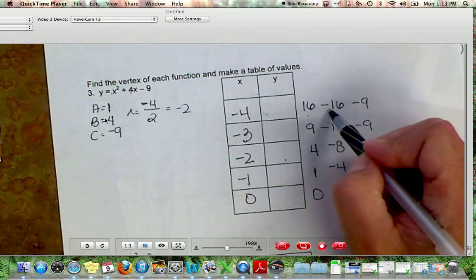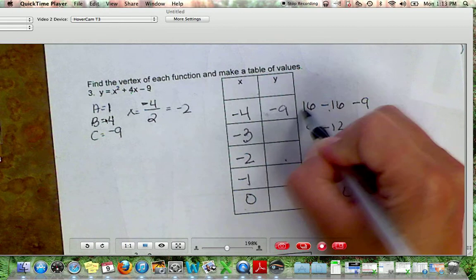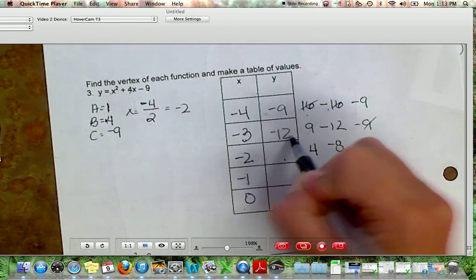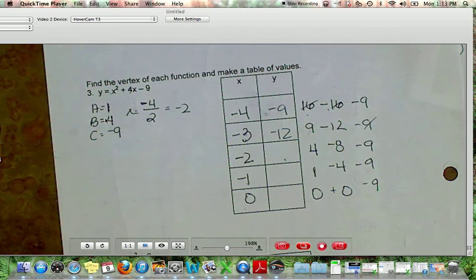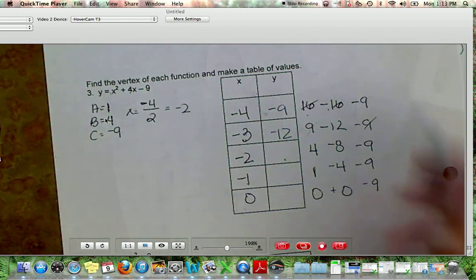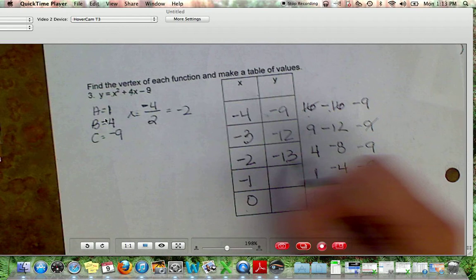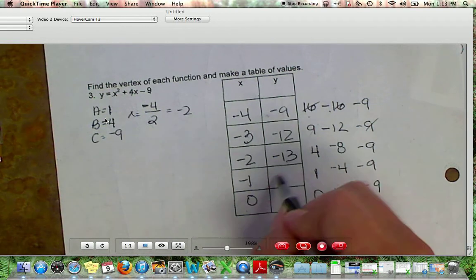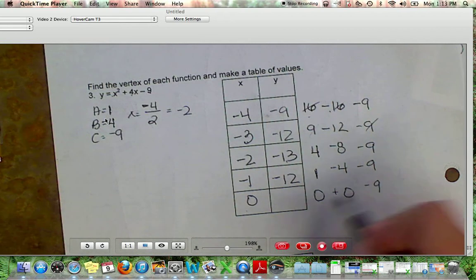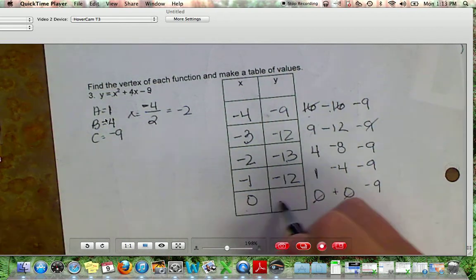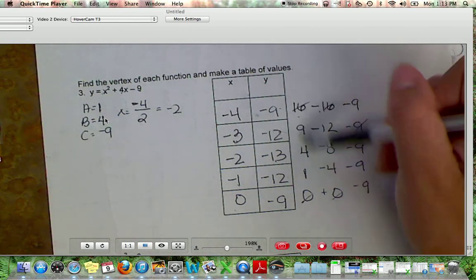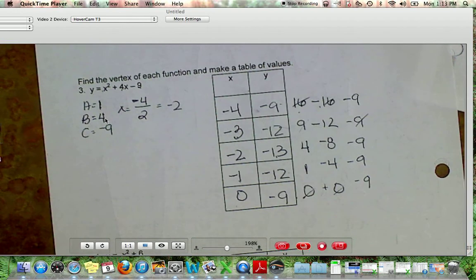So 16 minus 16 minus 9, these drop out. 9 and negative 9, those will drop out. We get negative 12. 4 minus 8 would be negative 4. Negative 4 minus 9 would be negative 13. 1 minus 4 minus 9 is negative 12. These drop out, of course, and we get negative 9. Notice the pattern, negative 12, negative 12, negative 9, negative 9. That kind of confirms that you did it right.